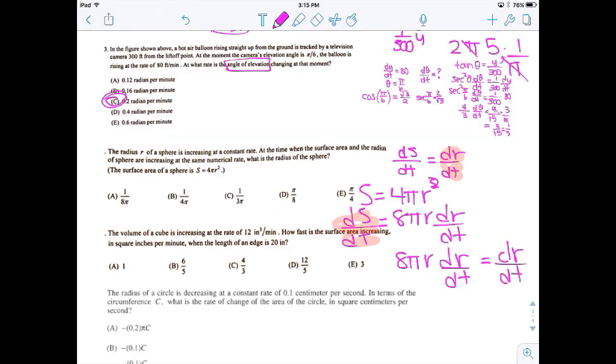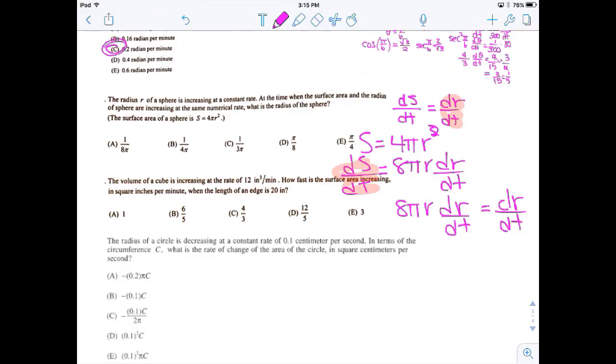Which means, and there's a bunch of different ways you could do this, you could subtract this over and go from there. But this really means that 8 pi r has to equal 1, right? Because they're multiplying by the same thing to get dr dt. So if I have that, then I have r is 1 over 8 pi. Now, you could also move everything to one side here, factor out a dr dt, and you'd get to the same answer.